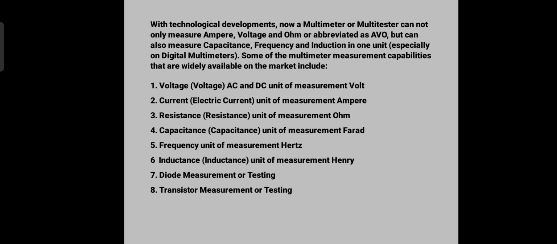Some of the multimeter measurement capabilities that are widely available on the market include 1. Voltage, AC and DC, unit of measurement volt. 2. Current or electric current, unit of measurement ampere. 3. Resistance, unit of measurement ohm. 4. Capacitance, unit of measurement farad. 5. Frequency, unit of measurement hertz. 6. Inductance, unit of measurement henry. 7. Diode measurement or testing. 8. Transistor measurement or testing.